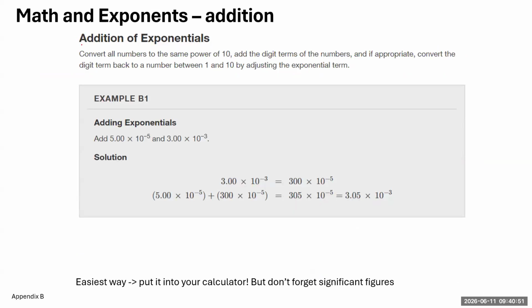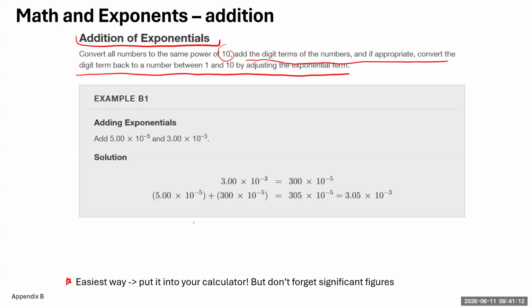All right. So when you add exponents, you're going to convert all the numbers to the same power of 10. I'll show you how to do that here. Add the digits in terms of numbers, and if appropriate, convert the digit term back to a number between 1 and 10 by adjusting the exponential term. All right, easiest way, put it in your calculator, but don't forget significant figures, right? So I'm going to use this way just to get us moving in without having to learn more than we actually need to at this point in chemistry, right? So let's add this together.